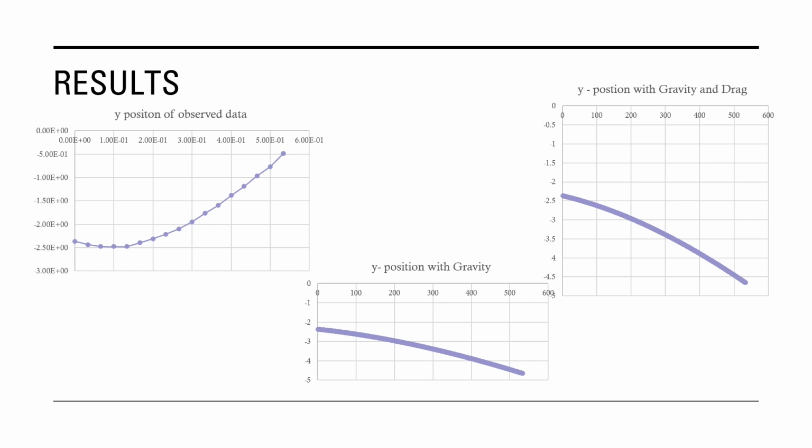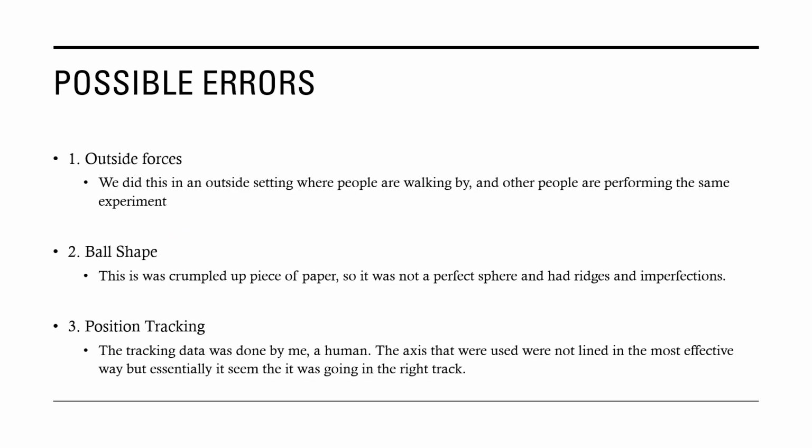Observed data is less accurate because of the data points that were taken by hand, while the gravity and drag models are computationally calculated. So possible errors that we could have are outside forces. We did this in an outside setting where people are walking by. The ball shape is another important factor because this was a crumpled up piece of paper and not a perfect sphere, so it has ridges and imperfections. The third and important one is probably the position tracking. The tracking data was done by me, a human. The axes that were used were not lined up in the most effective way, though essentially it did seem like that was the right track. But we now know the effect of that.